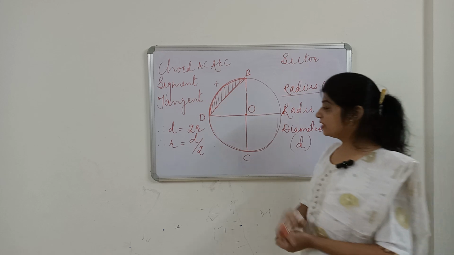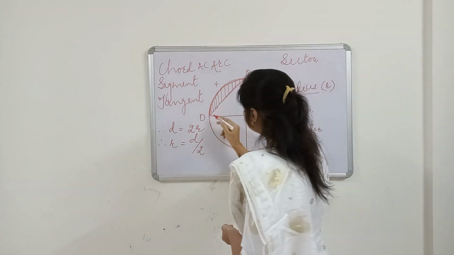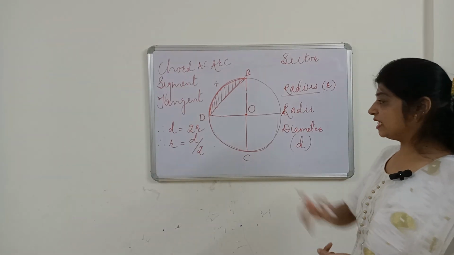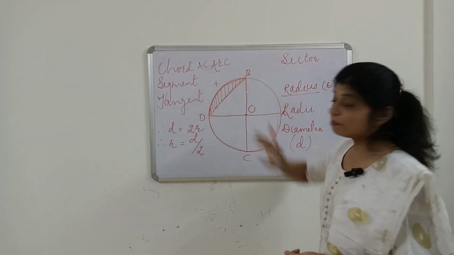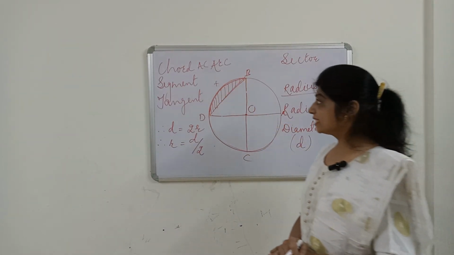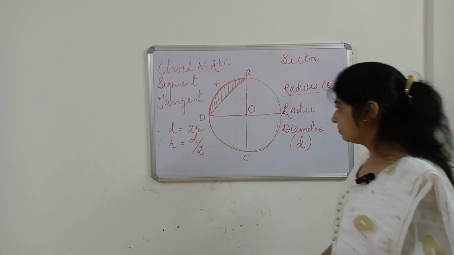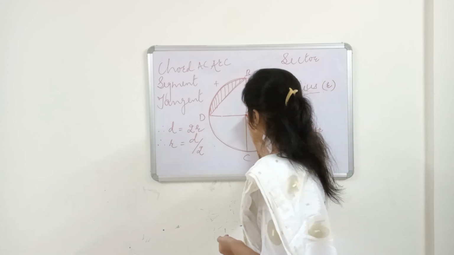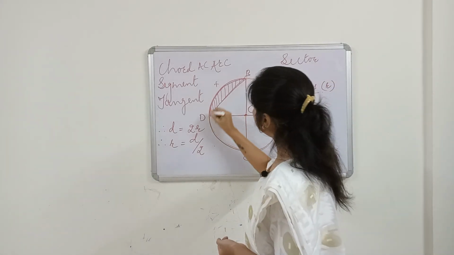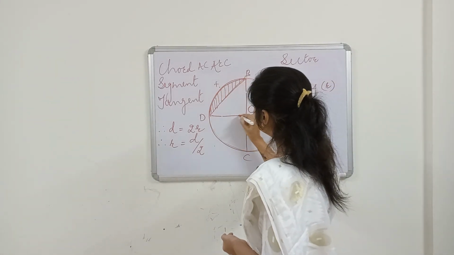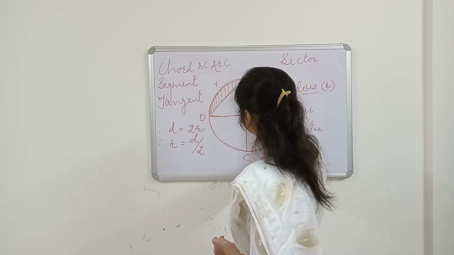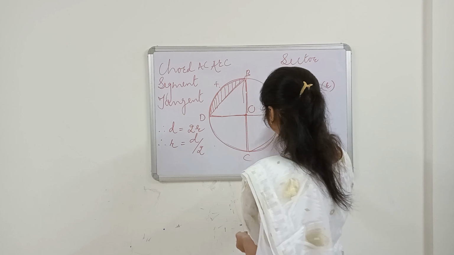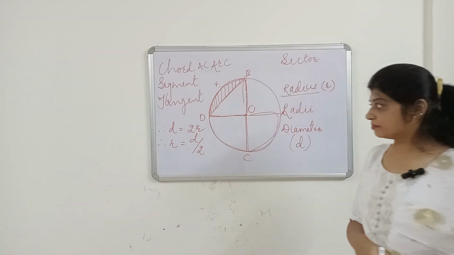Now this arc DXB and this chord DB, when you shade this portion, this is known as a segment. I repeat, this arc DXB and chord DB, that combined portion which I have shaded, is known as a segment. And this complete portion, ODXB or ODB, this is a sector.